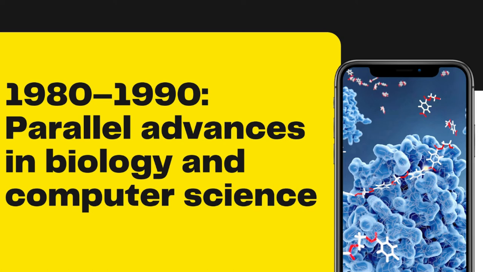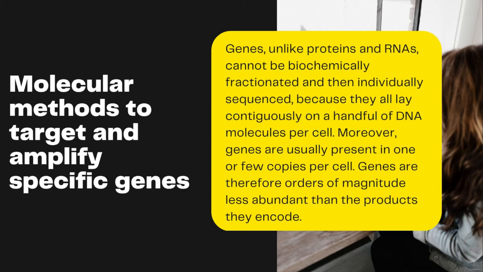Let's start. Today we will discuss 1982-1990: parallel advances in biology and computer science. Genes, unlike proteins and RNAs, cannot be biochemically fractionated and then individually sequenced, because they all lay contiguously on a handful of DNA molecules per cell. Moreover, genes are usually present in one or few copies per cell. Genes are therefore orders of magnitude less abundant than the products they encode.